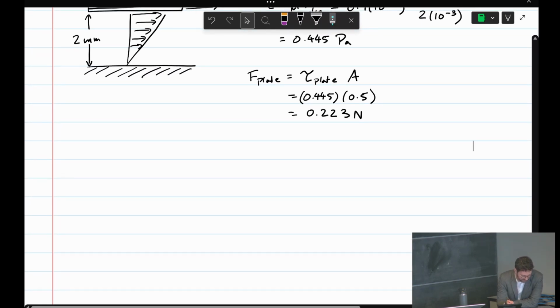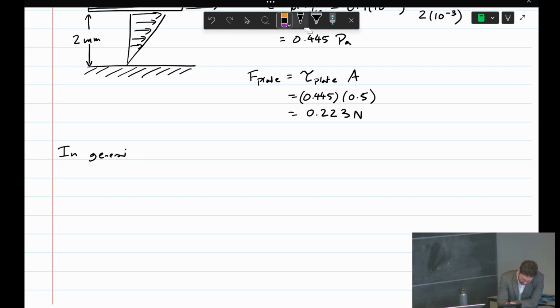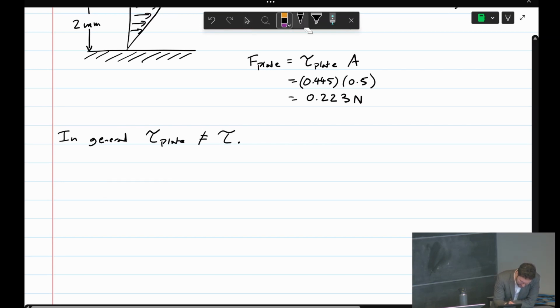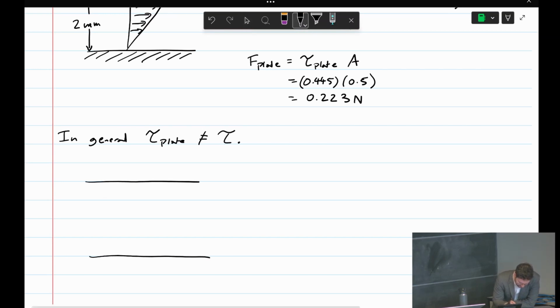I will say that in general, tau plate isn't equal to tau. For Couette flow, tau is a constant, so we get a constant shear stress. Tau plate is generated by the velocity gradient at the wall. So I'll give a couple of examples of non-linear velocity profiles here.